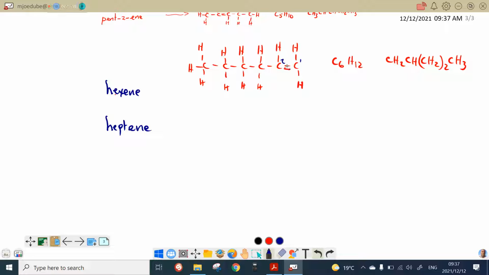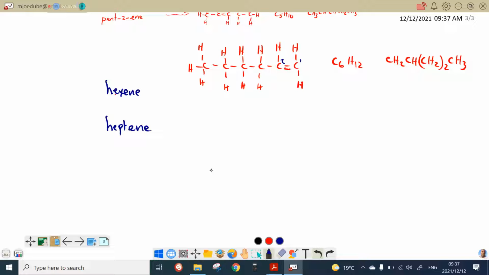Because that's where the functional group is found. So if the functional group is found here, then we know that this is carbon number 1. We're going to look at the carbon that is attached to it, which must have the smallest number possible. So this is the first carbon, so it becomes carbon number 1.